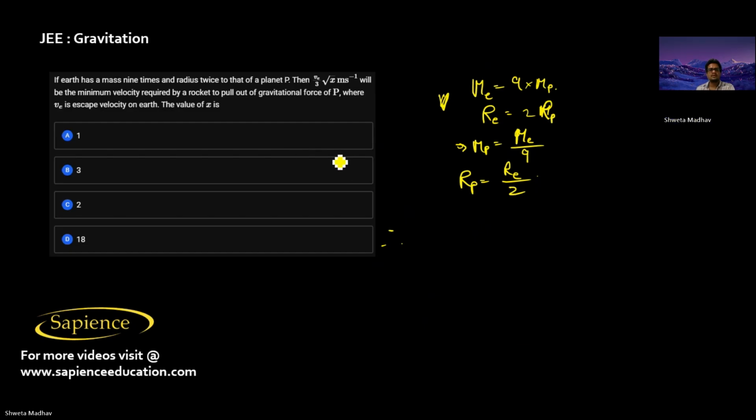Therefore, the new velocity required is the minimum velocity required to escape, to pull out of the gravitational force of P. V_e is the escape velocity. V is equal to root over 2GM by R.